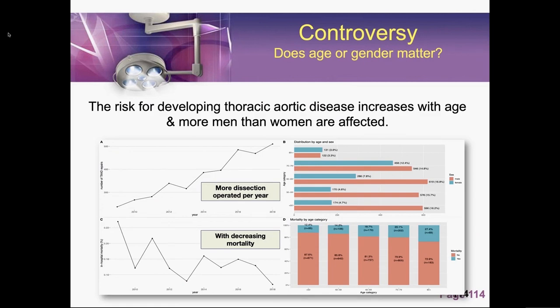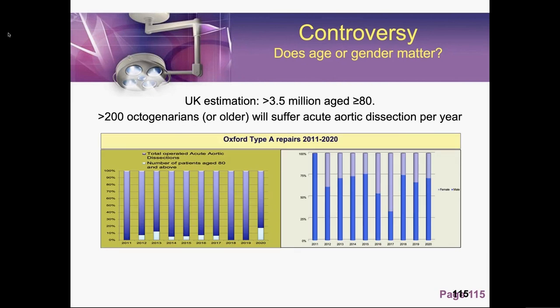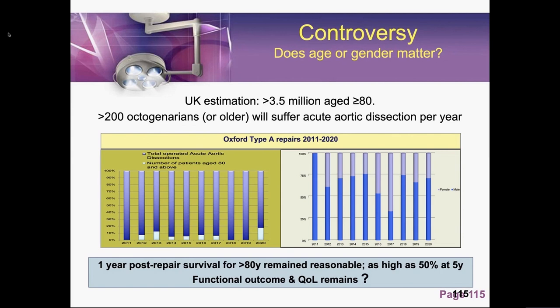And as we operate on more dissections with ever decreasing mortality year after year, we do indeed operate on more males than females. And a proportion of these patients are well over the age of 80. In England, we estimate that over 3.5 million are over the age of 80. And we expect that at least 200 of them will suffer an aortic dissection within a year. In Oxford, we do operate primarily on males rather than females, and about 5 to 10% of them are over the age of 80.